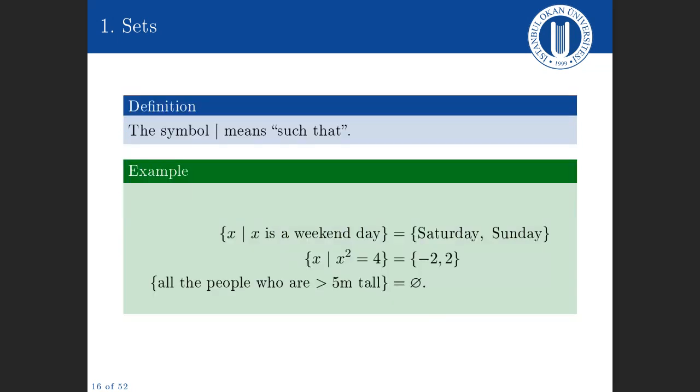A vertical line symbol means such that. So I could write the set containing X such that X is a weekend day. So that's the set containing Saturday and Sunday. Looking at a third set, the set containing all the people that are greater than 5 meters tall. Nobody in the world is more than 5 meters tall, so this is the empty set.